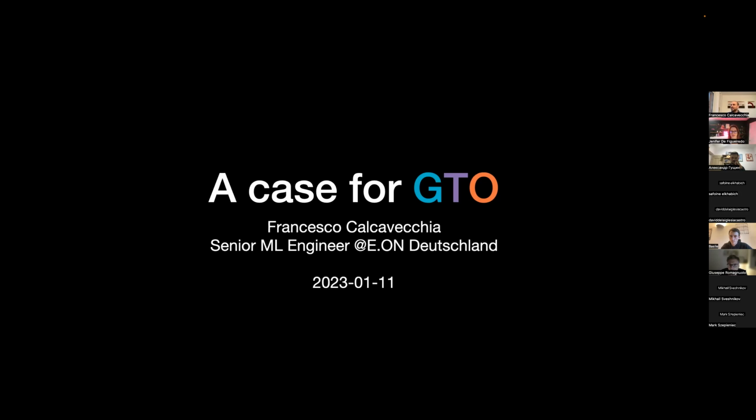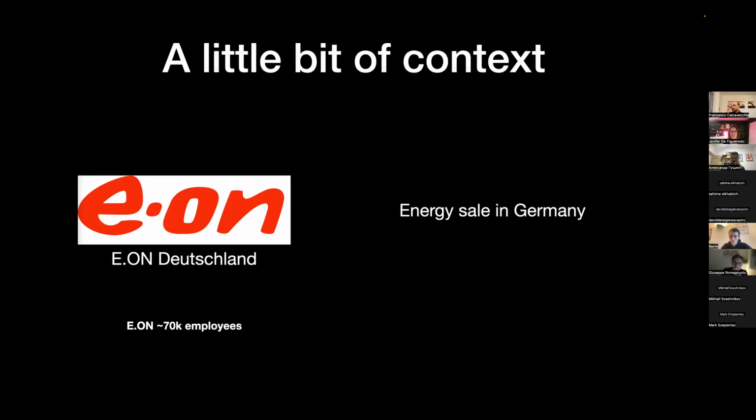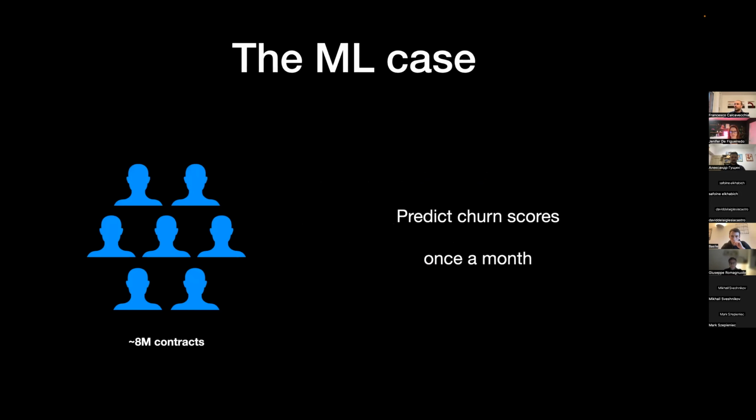Okay, so let's start. Maybe a little bit of context. I work for Aon Deutschland. Aon is a huge enterprise, 70,000 employees. You can basically make a town. Aon Deutschland is one of the branches, if you want. Actually, it's a company which is focused on energy sale in Germany. That's what we are doing.